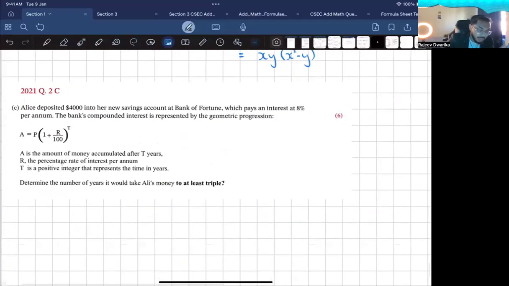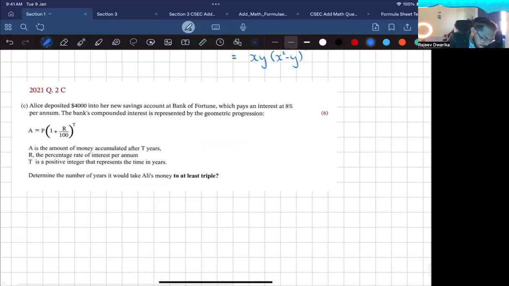All right. Kira, I want you to give this question a read. Javon, pay attention. Alice deposited $4,000 into her new savings account at the Bank of Fortune, which pays an interest at 8% per annum. The bank's compounded interest is represented by the geometric progression.